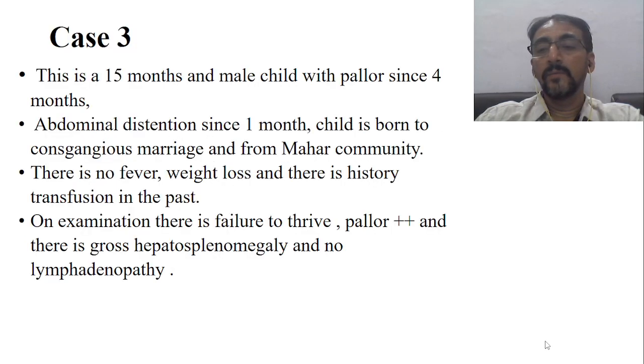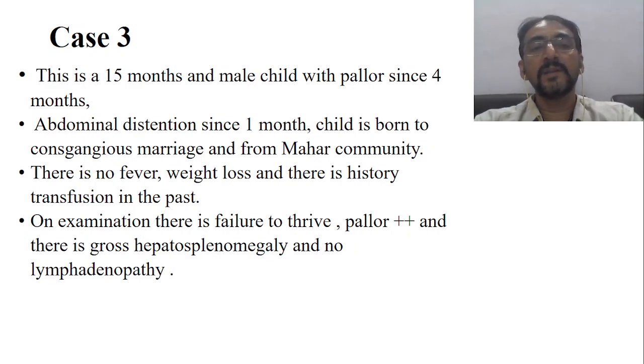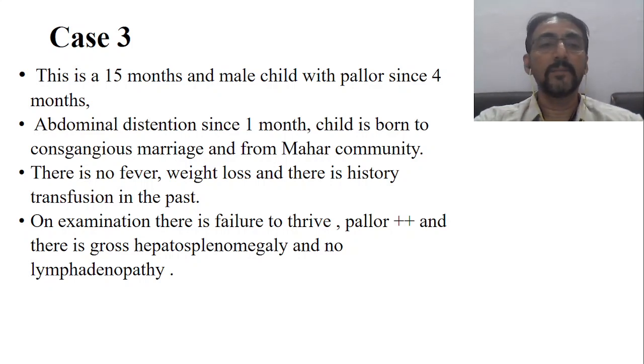So this is a case. This is a 15-month-old male baby with pallor since the last 4 months. There is also abdominal distension since the last 1 month, and the child is born to a consanguineous marriage and is from the Mahar community. There is no fever, but there is weight loss, and also a history of blood transfusion in the past. On examination, there is a significant failure to thrive.